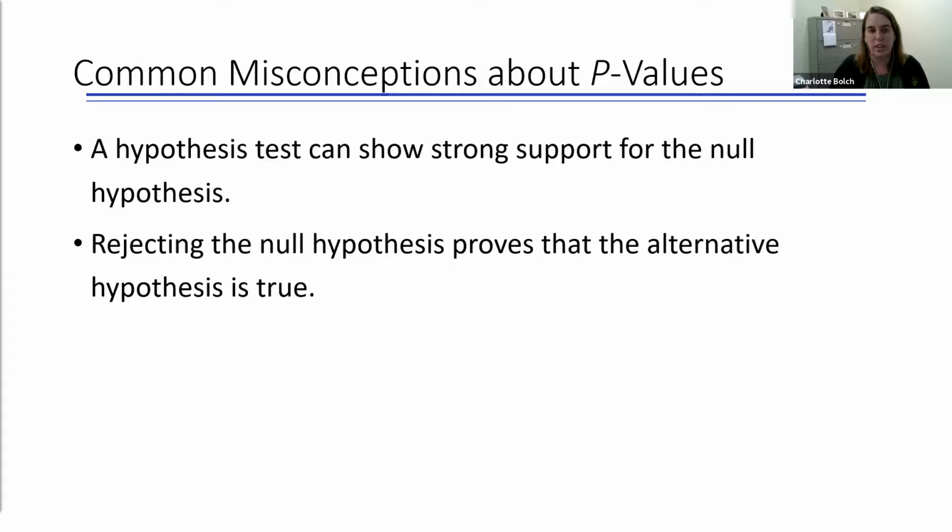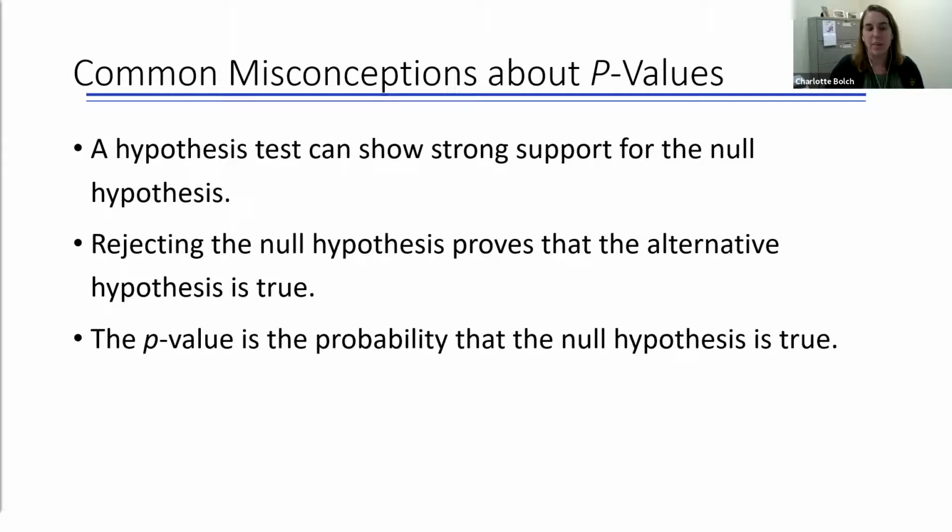Another misconception is that rejecting the null hypothesis proves that the alternative hypothesis is true. There's a difference between convincing evidence and proof. So we never want to say that we're proving that the alternative is true. We just have enough evidence based on our sample that we can conclude the alternative is true.